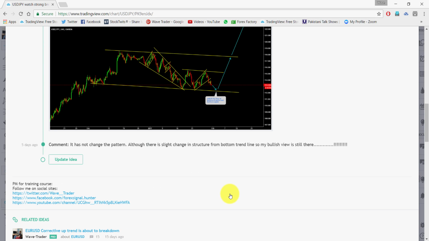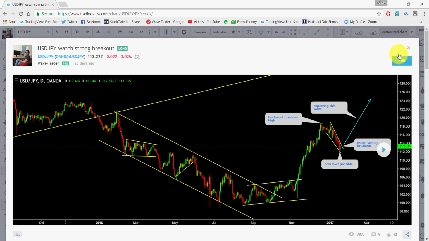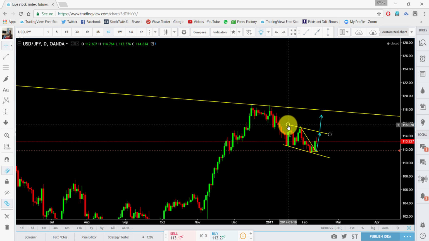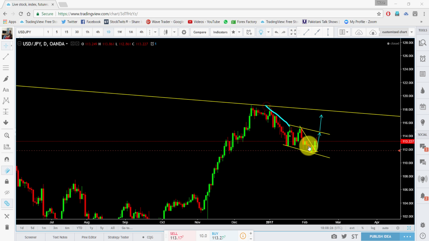So the pattern hasn't changed, the pattern is still to the upside. The pattern is corrective, still to the upside. We are looking for upside. At least price is going to tag the previous high, and it can even break through.